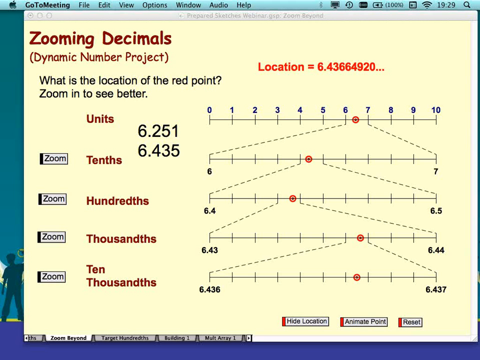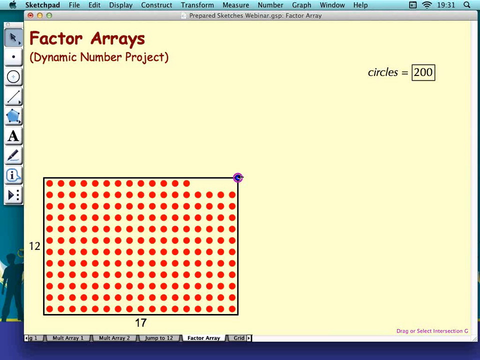I'm going to show, let me show the factor array activity very quickly. This particular activity is an activity that kids can engage in to connect the array model of multiplication to factoring. And eventually, this same sort of model is useful when we get to algebra as well.